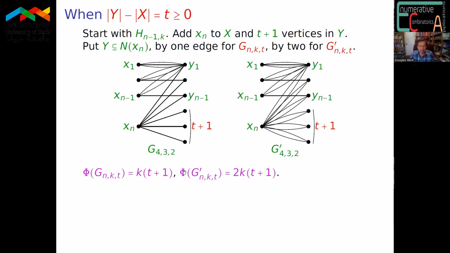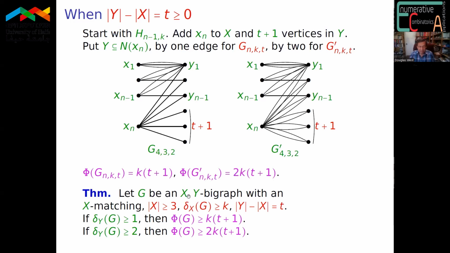And once again, now that I've allowed Y to be bigger than X, these are sharpness examples. Every vertex in X has degree at least k, and the size of Y minus the size of X is t. Then if the minimum degree of Y is at least 1, I'm going to have at least this many X matchings. And if the degree in Y is at least 2, then at least twice that many. So we've proved this theorem also, and these are sharpness examples. Again, there's one exception. This example over here, n and k are 3, but it has 11 X matchings instead of 12.